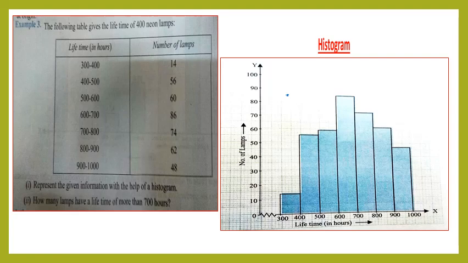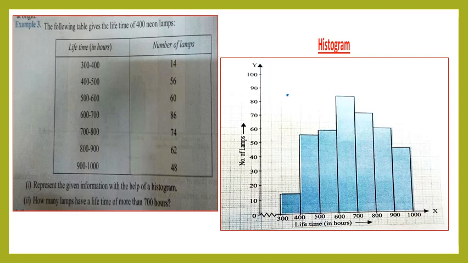Now the first class interval is 300 to 400. So 300 to 400, there are 14 lamps. So the height of the rectangle is 14, and the width of the rectangle is 100. So we can mark the bar as given in the figure. For 300 to 400, the height of the rectangle is 14.